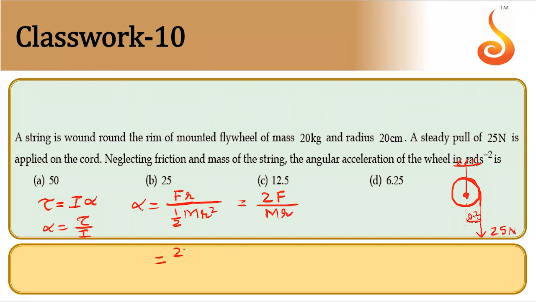Substitute and simplify: 2 into 25 divided by 20 into 0.2. So 0.2 into 10 is... 10 into 25 is 250. 250 by 20 is 25 by 2. That is 12.5 radian per second square. It is option C. Yes, hope you have taken this. Shall move on to next.